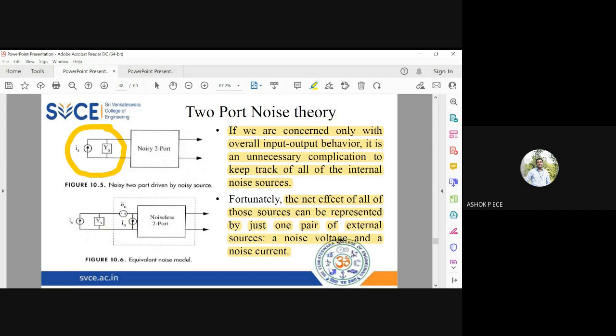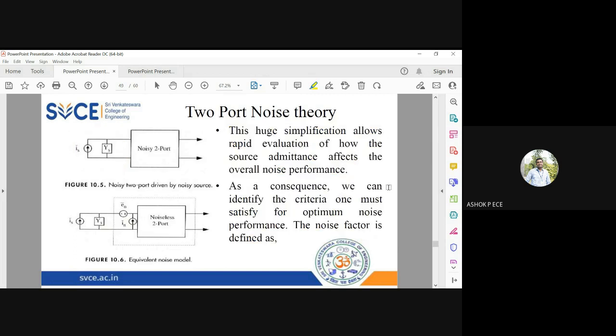Okay, that is what is done here. We cannot compute them individually. So we have to compute them for each noise, add them up, and you will get the total noise voltage or total noise current.